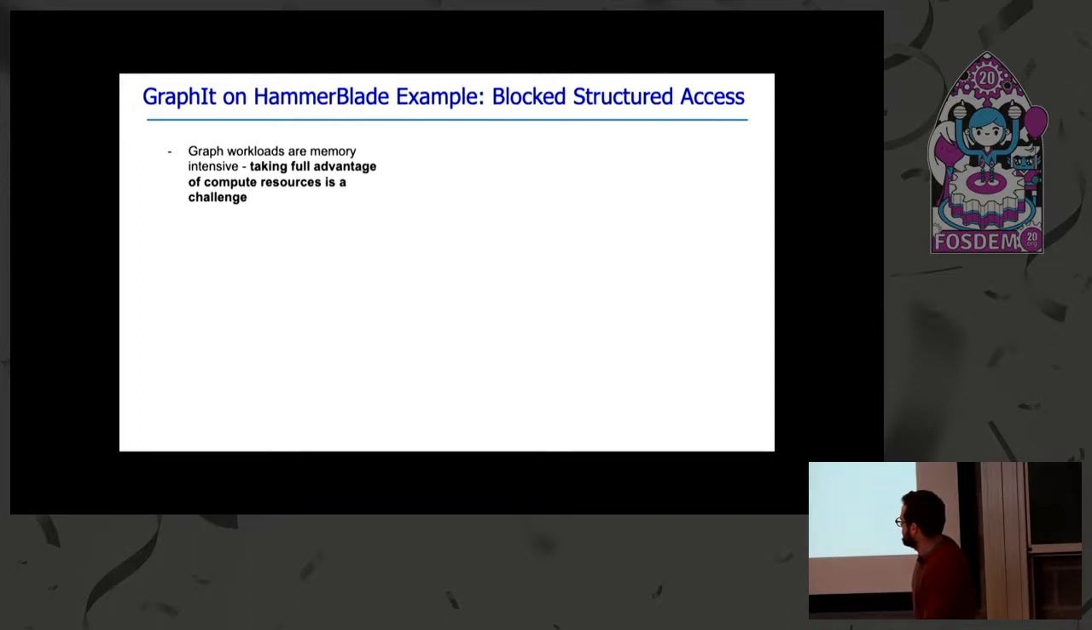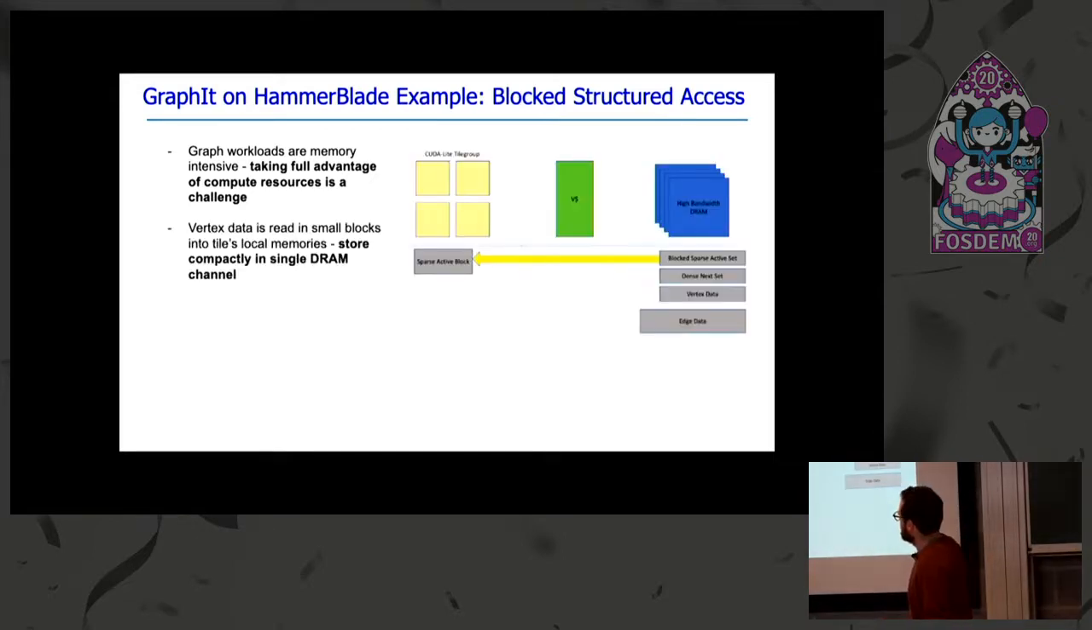So graphs are kind of challenging because they are typically memory intensive. So taking full advantage of all your cores can be tricky. They might spend a lot of time waiting for memory. So one way you might be able to address this problem on HammerBlade is doing something similar to what we might do on GPUs. We can tile our memory accesses. So in this case, the proposed plan would be to take vertex data and access it in a blocked fashion. So we would pull it in all in one block for a group of tiles, and they would pull it into their local memory.